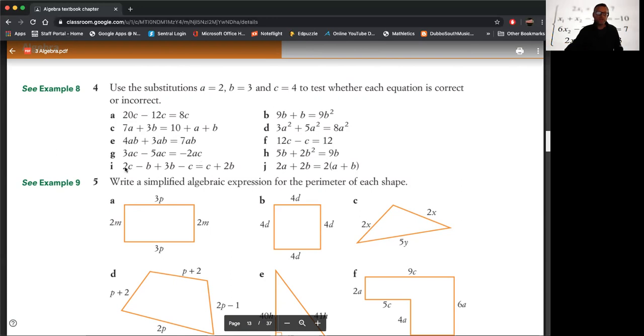All right, so this one here is saying 2c minus b plus 3b's minus another c should equal c plus 2b. So substitute in your numbers, and then you should end up with a number on this side of the equal sign, and a number on that side. If it's the same, then that's correct. If it's different on either side, then that is an incorrect equation.